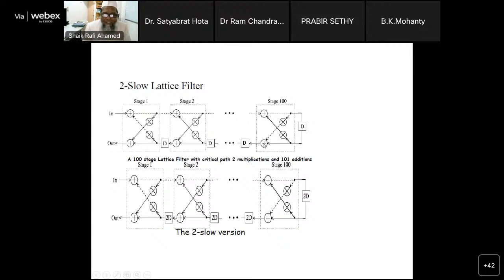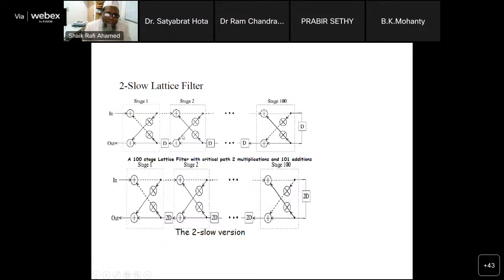So in total, how many multipliers and how many adders are there along this path? You can easily see that there are 2 multipliers and 101 additions. You can easily verify. This is one multiplier, this is one multiplier, and along this path, this is also another adder. Along this, 100 adders are there, this is another adder. This is the critical part, the dotted line, from here to here. So the total number of multiplications is 2 and additions are 101.